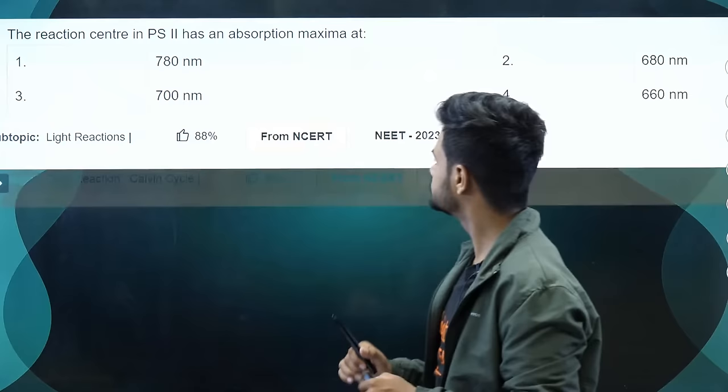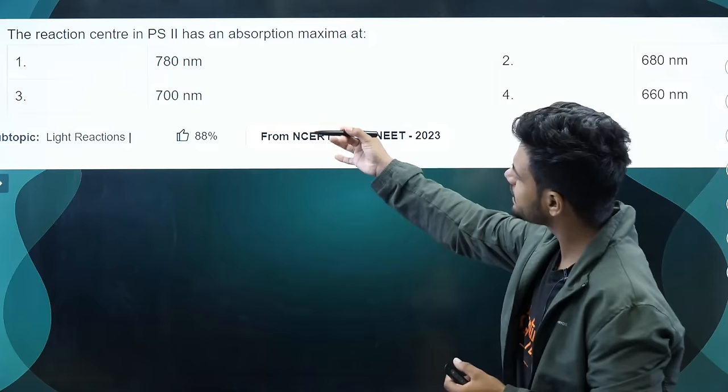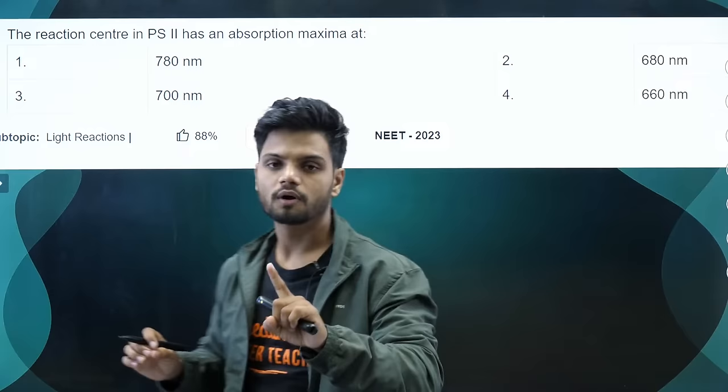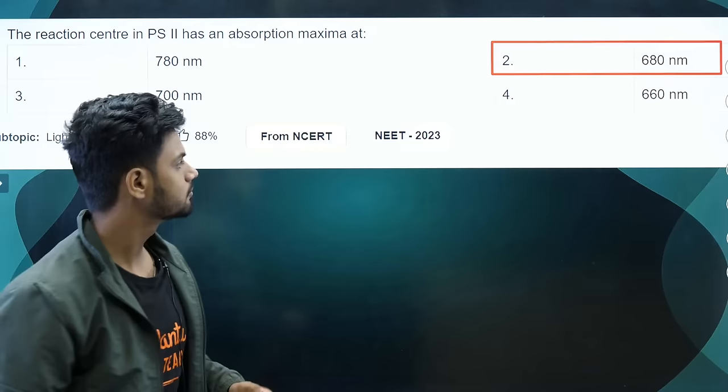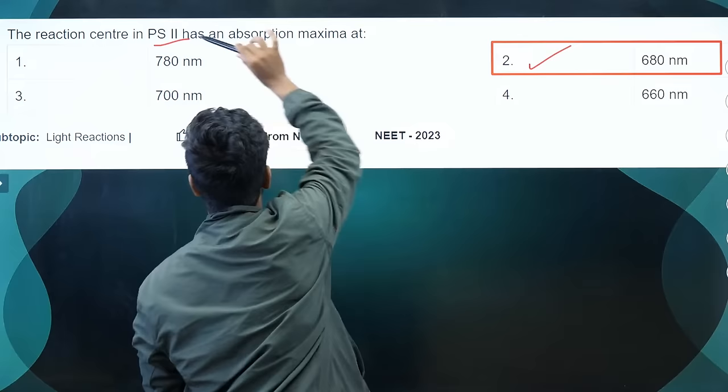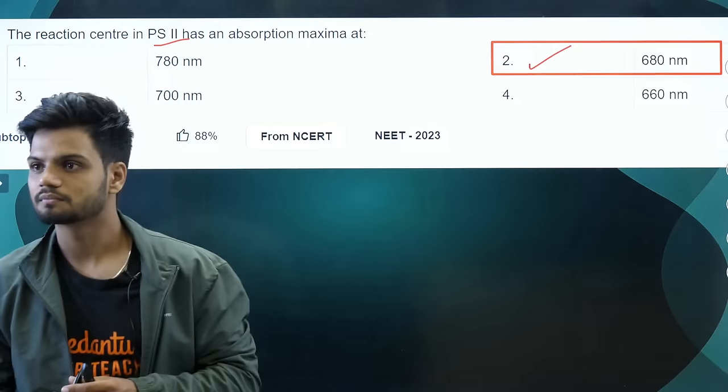Done. Next question. The reaction center PS2 has an absorption maxima. All of you know PS2 may sound bigger, but it has the lower absorption maxima, that is 680. 680 is your PS2, and 700 is your PS1. Done? Yes, done. So this chapter is done.